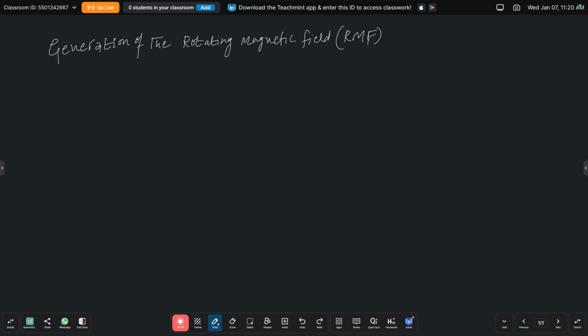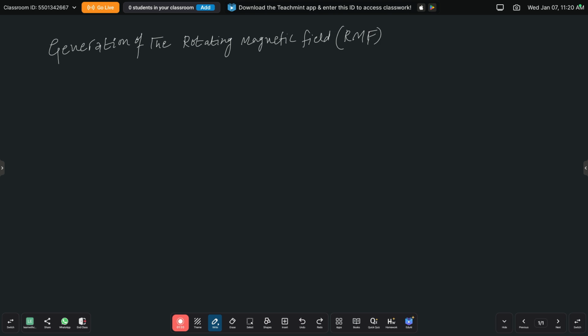First of all, what is the RMF, rotating magnetic field? A rotating magnetic field is a magnetic field that rotates in space with constant magnitude and constant speed. Once again, I will repeat this definition.